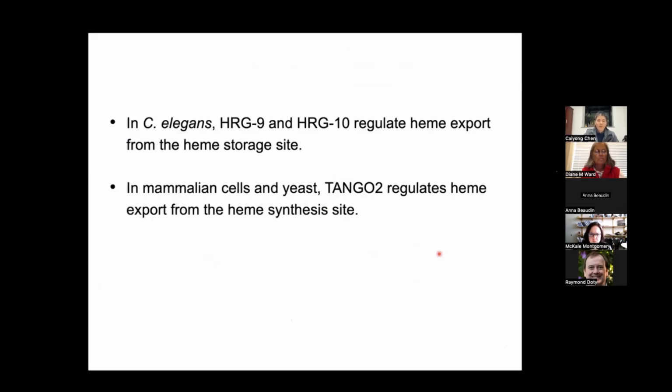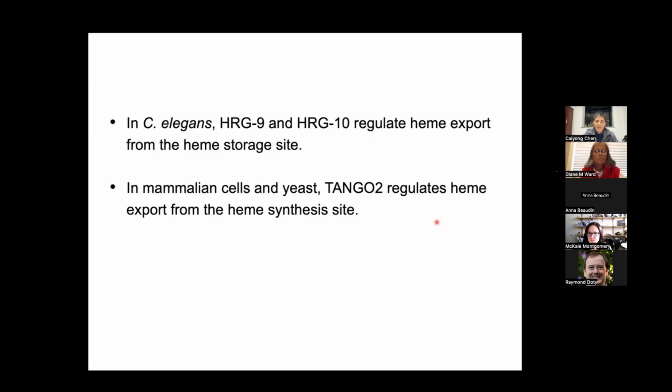So to summarize this part, we have identified a new heme responsive gene, HRG9. In C. elegans, HRG9 and its paralog HRG10 regulate heme export from the heme storage site, LROs. In mammalian cells and yeast, the HRG9 homolog Tango2 regulates heme export from the heme synthesis site, mitochondria.